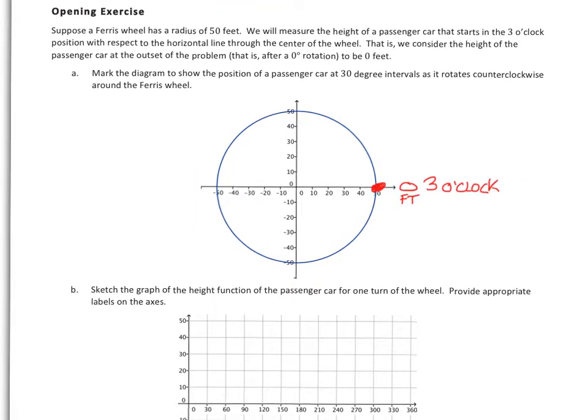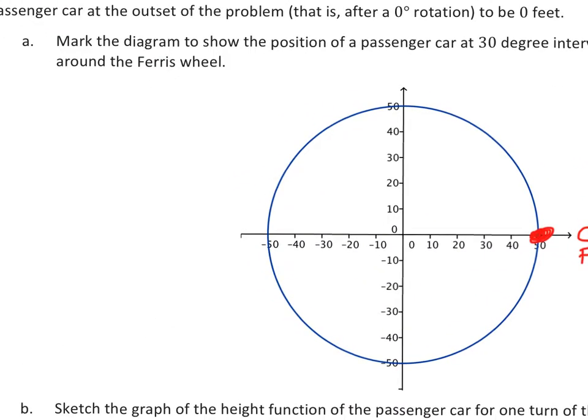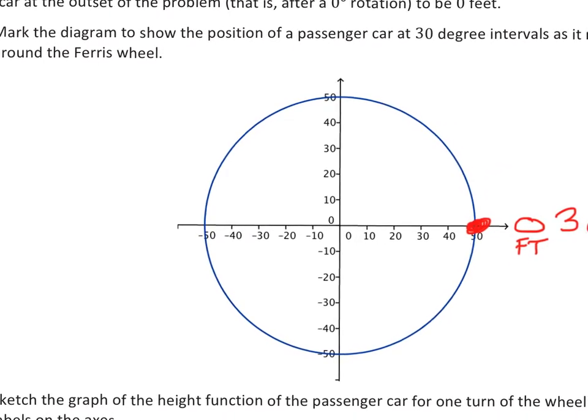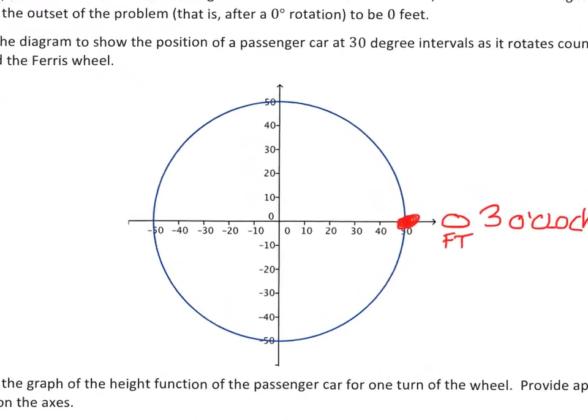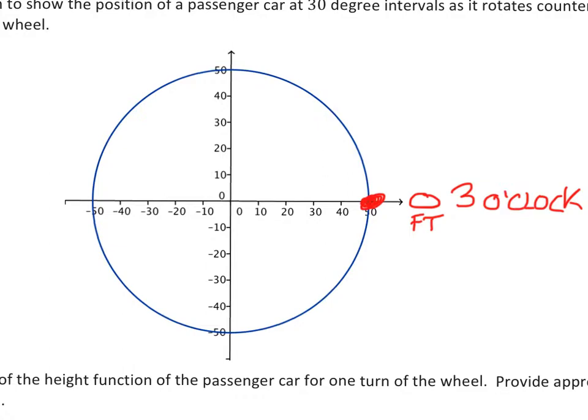Mark the diagram to show the position of a passenger car at 30-degree intervals as it rotates counterclockwise around the Ferris wheel. So part A, mark the diagram to show the position of the passenger car at 30-degree intervals as it rotates counterclockwise around the Ferris wheel. 30-degree intervals will be like this, and you're fortunate enough to have yours already marked off. And I'm doing mine by hand, so yours is probably going to be more accurate than mine. So we'll confer with you before we come up with a final one.